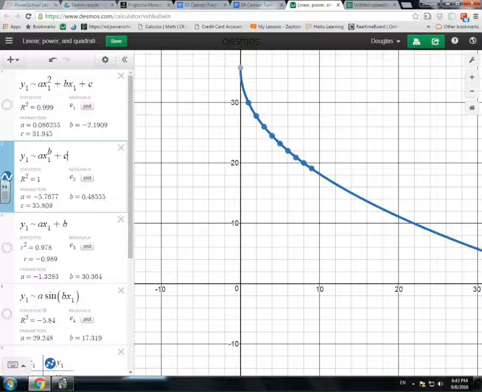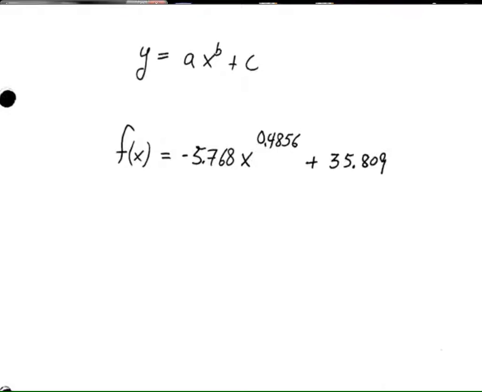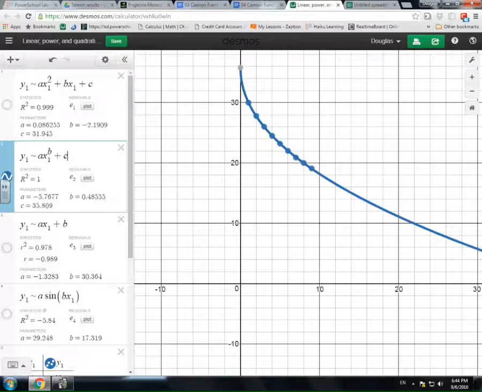So first of all, we'll observe that this was the equation format that I chose because it had the best fit for me, and the A value in the computer was negative 5.768, and this was the B value, and the C value, according to what's called regression, a curve of best fit. So this is the equation that I'm going to work with. Now recall, what we're trying to do is to use our newfound function equation so we can make predictions, essentially predict the future. I was curious as to what would happen if the drag coefficient was set at 14.